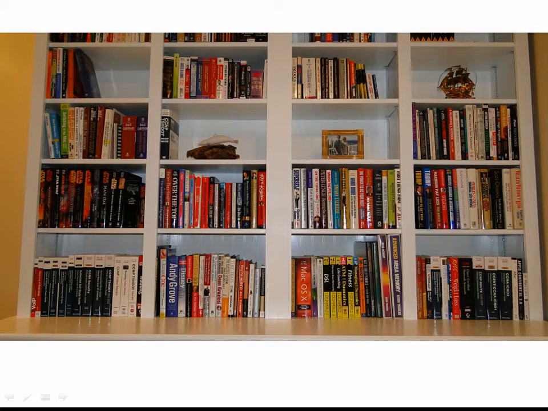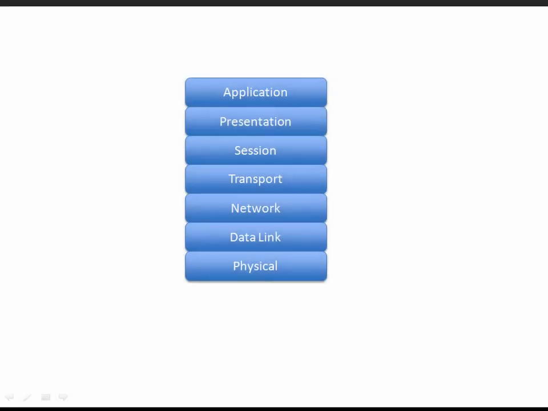Hey, welcome back everyone, it's Kevin again, and in our last video I took you to my bookshelf and I explained how this bookshelf could be used as a metaphor for the OSI model. We said that the OSI model consisted of 7 different layers. Let's check out those layers as a reminder.